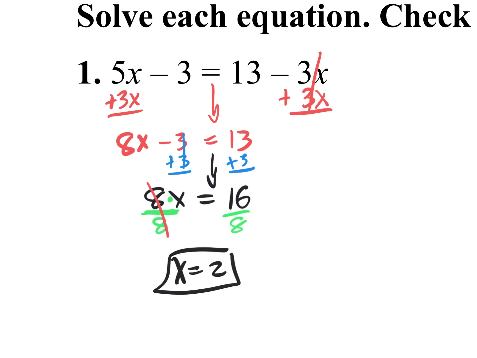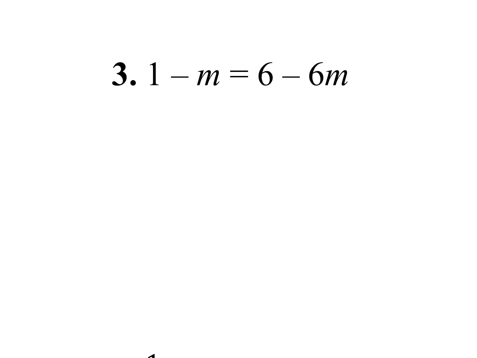Let's move on to number 3. Once again, we have a simplified equation. There is no distributive property or combining like terms on the left side or on the right side. This is already simple. So we could move on to the goal to get m by itself on one side of the equal sign. As you can see, m's on both sides. We don't want m on both sides. So let's get rid of one of them.